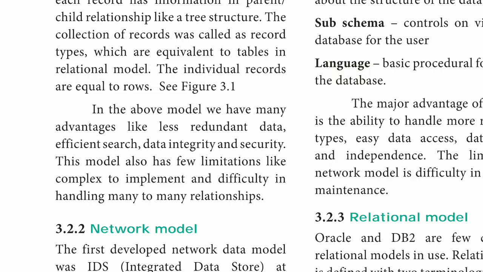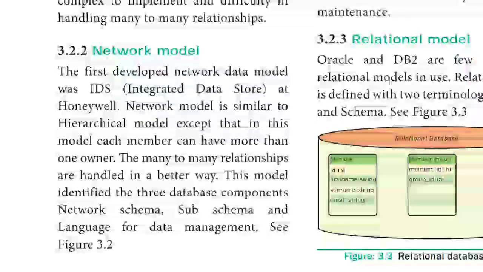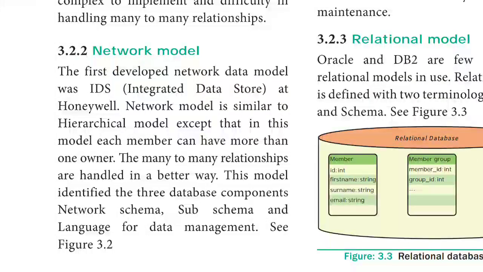The next database model is the network model. The first developed network data model was IDS, Integrated Data Store, at Honeywell. Honeywell is a company which developed this IDS. The network model is similar to the hierarchical model, except that in this model each member can have more than one owner. So many-to-many relationships are handled in a better way.